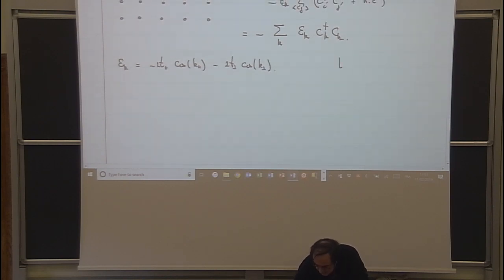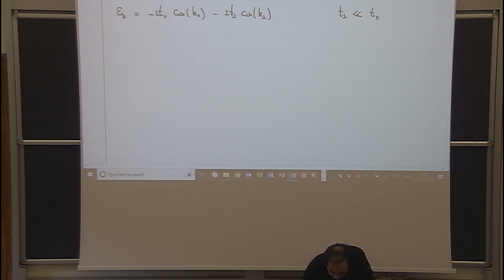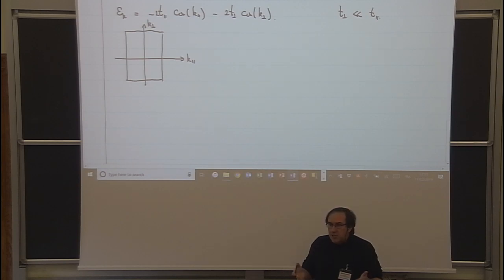Now let's assume that t perp is much smaller than t parallel. Then I will plot in the Brillouin zone the lines of equal energy. So if I plot here, this is k parallel, this is k perp. And let me plot, for example, the Fermi energy, the line at a given energy. Well, I fix k parallel. So if t perp was inexistent, I would get essentially a straight line here and a straight line here. That's the surface of energy, let's say E F.